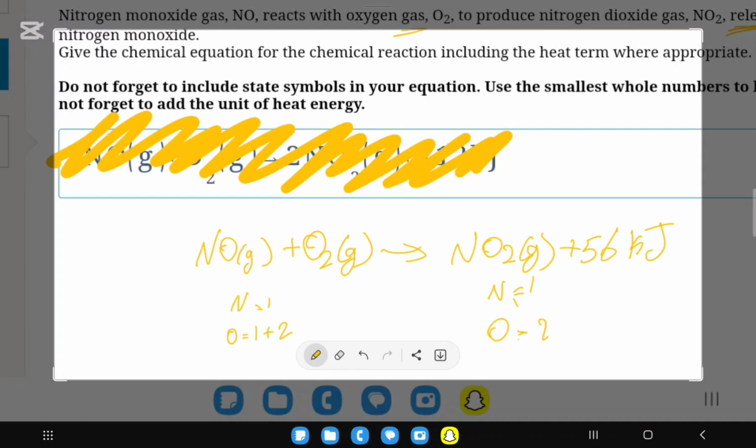If we put 2 here and 2 in the product, N becomes 2 in the reactants. In the product, N becomes 2. O becomes 2 plus 2 because of the coefficient here, and O becomes 4. So now we can see that it's balanced, and now we have 2 moles of NO instead of 1.